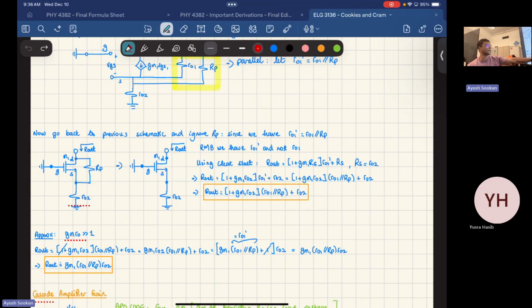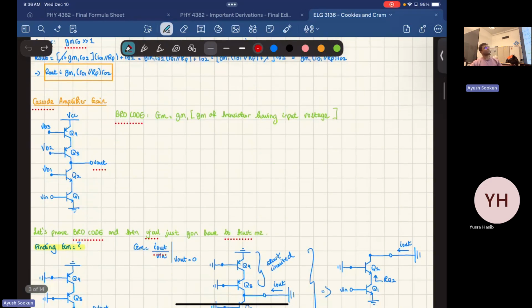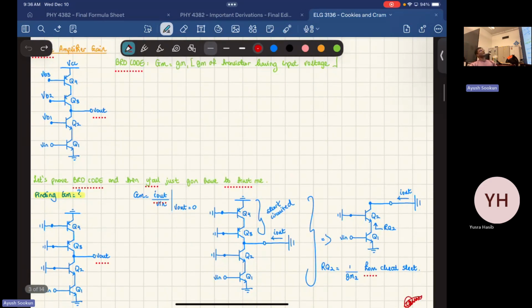And then I have RO2 that's common, so I factor it out. But then I have GMRO prime plus R1 plus 1. But again, I use the same approximation and I get to here. This is pretty simple math. It's just like from here to here, it's no big deal. There's no circuits. So, cascode amplifier gain.